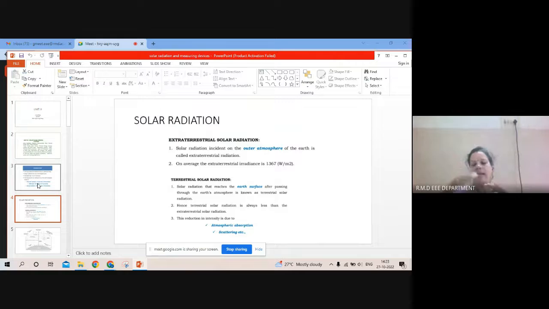Regarding the terrestrial solar radiation, this is the radiation that reaches the Earth's surface after passing through the Earth's atmosphere, where it is deflected by the impurities present, and after getting deflected it reaches the Earth's surface. That is known as terrestrial solar radiation. The terrestrial solar radiation is always less than the extraterrestrial solar radiation, because the reduction is mainly due to atmospheric absorption and scattering, like reflection on Earth.